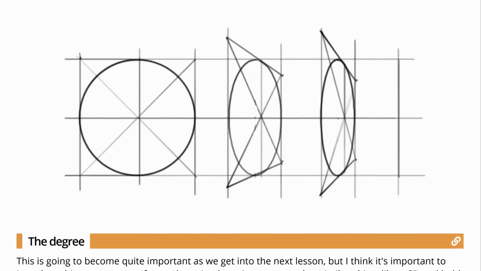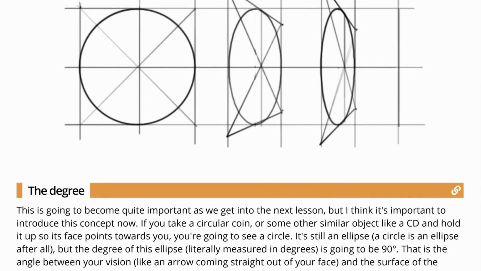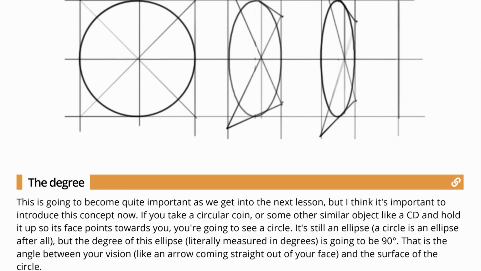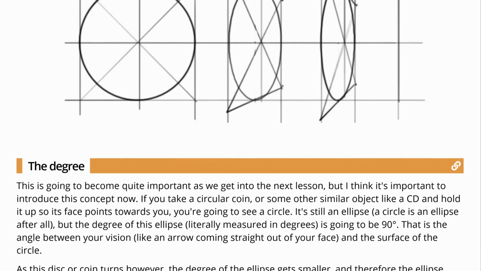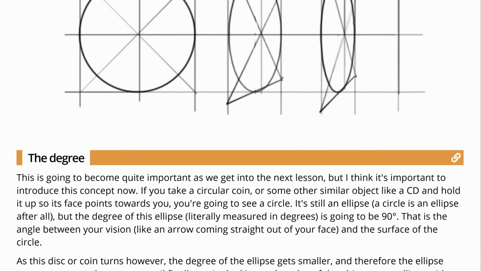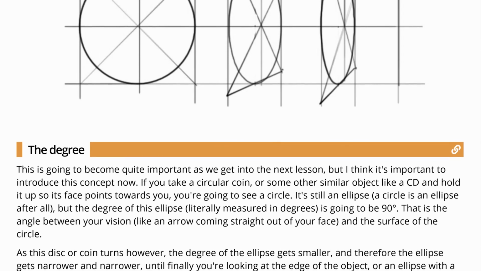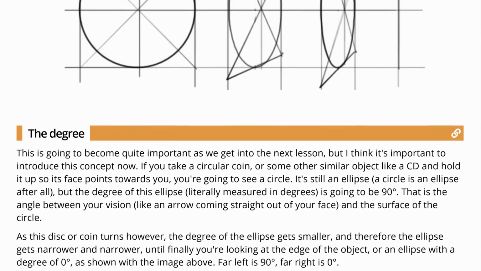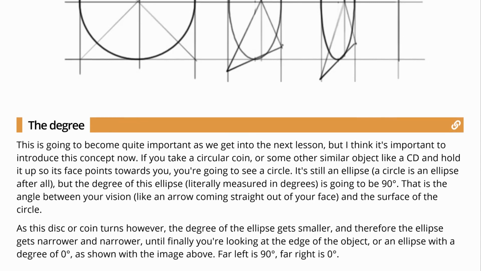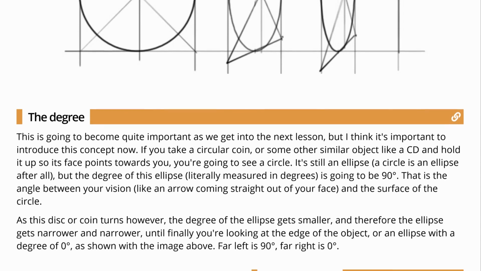The degree. This is going to be quite important as we get into the next lesson, but I think it's important to introduce this concept now. If you take a circular coin or some other object like a CD and hold it up so its face points directly towards you, you're going to see a circle. It's still an ellipse. A circle is an ellipse after all.